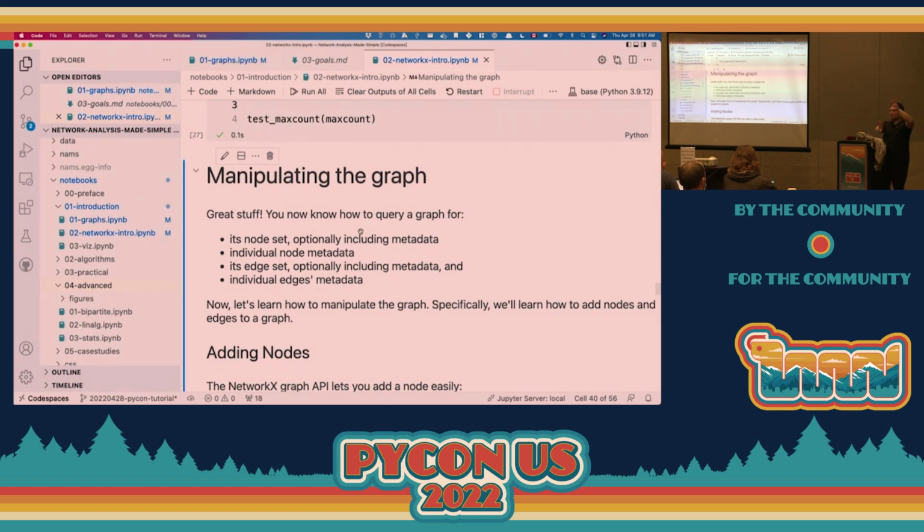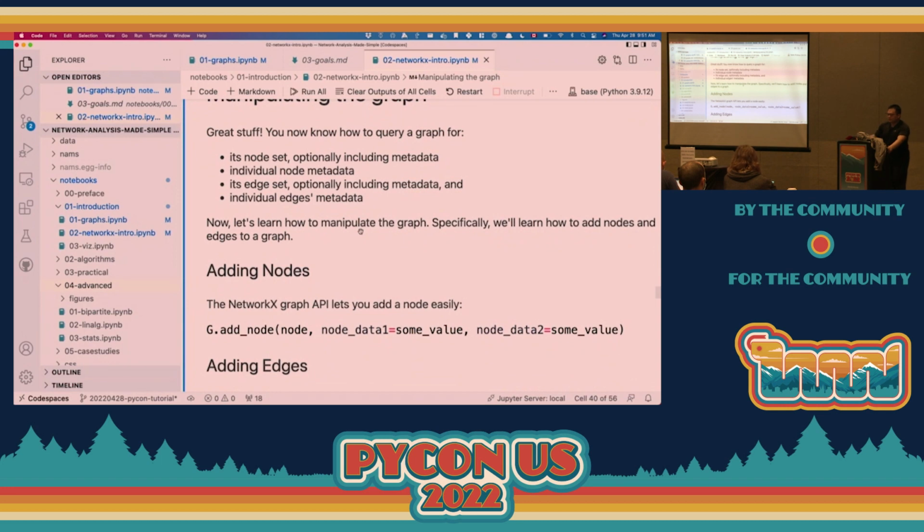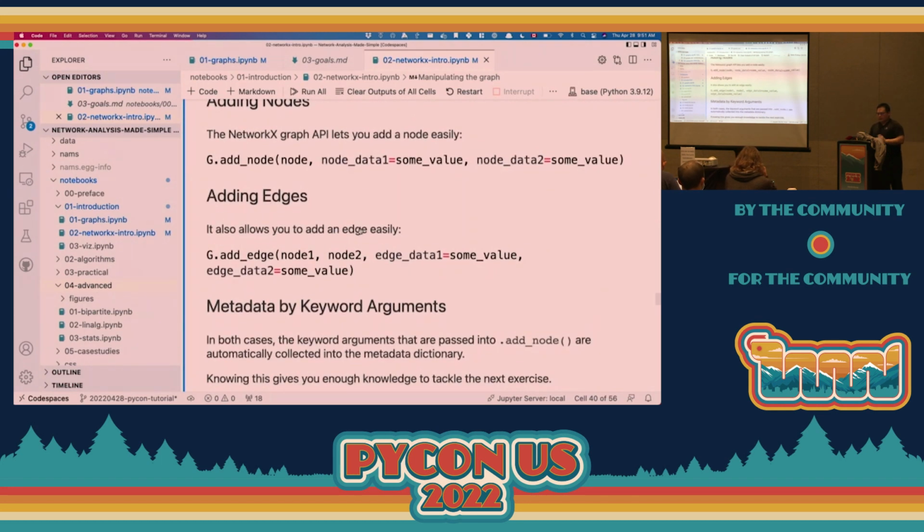There are corresponding methods for removing nodes as well. So this is what we're going to be doing over here. If you want to add a node into a graph, you do g.add_node. The first argument is the hashable entity that represents the node. And every keyword argument that follows automatically gets collected and squashed into a metadata dictionary entry that gets attached to the node.